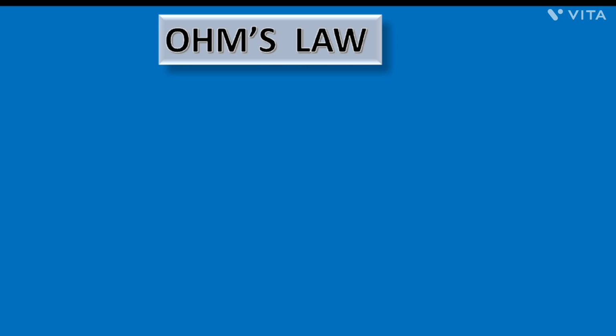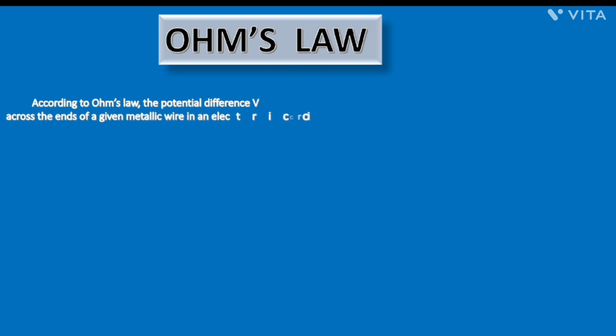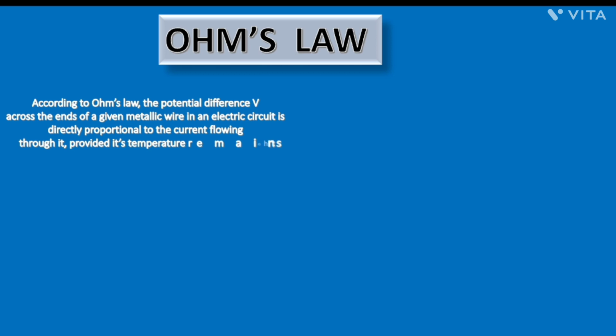So let's look at the definition of Ohm's law first of all. According to Ohm's law, the potential difference V across the ends of a given metallic wire in an electric circuit is directly proportional to the current flowing through it, provided its temperature remains the same. So we have two things. One is potential difference, which is V, and another is current, which is I.